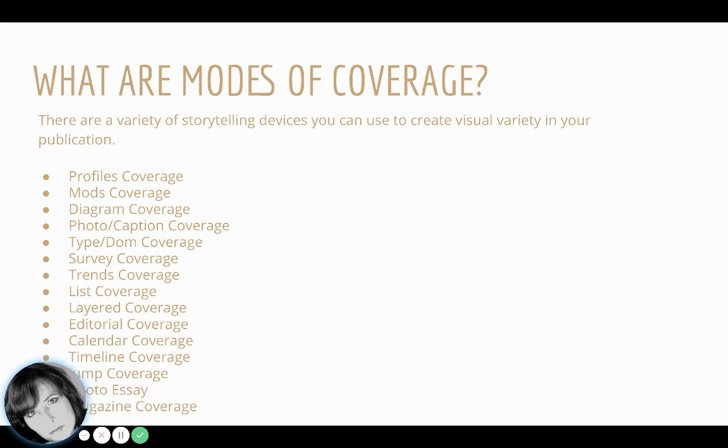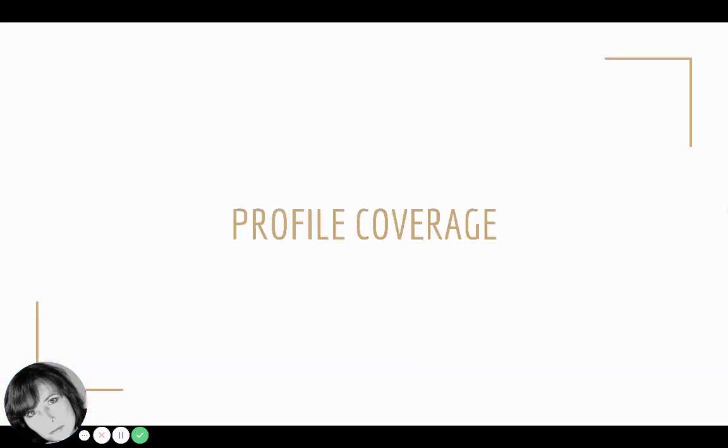I particularly love layered coverage because I love the design and the look of that. Editorial coverage is really going to be important this year given the election. Calendar coverage is always very important if you're doing chronological. Timeline coverage is a really cool way to break up the flow of your gut spreads. Then there's jump coverage, where you have a topic that jumps from one spread to the next. And then there's magazine coverage. Maybe you want to include a magazine that's really going to help you flesh out your theme.